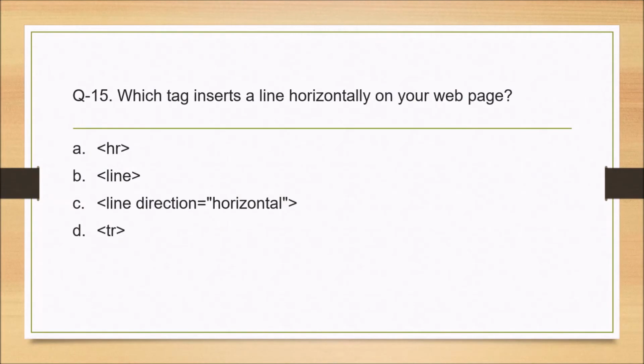And next question is, which tag inserts a line horizontally on your web page? And the options are HR tag, line direction equals horizontal, or TR tag. And the correct option is HR tag, which inserts a line horizontally on your web page. Like this line, this is a line. In the same way, HR tag inserts a line on your web page.